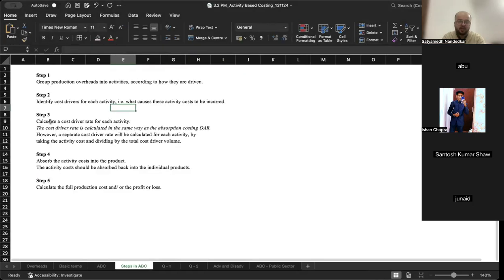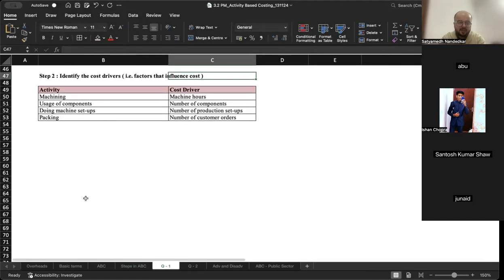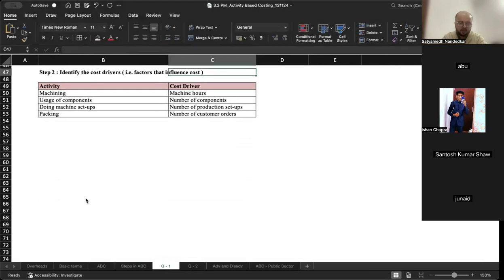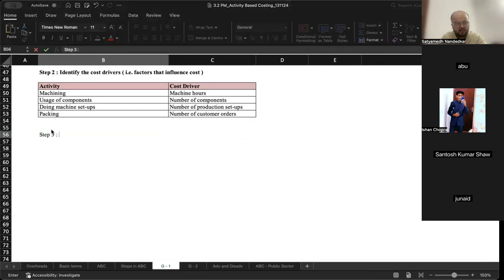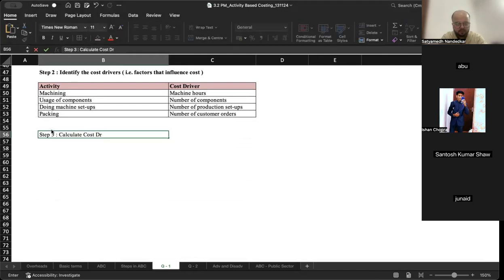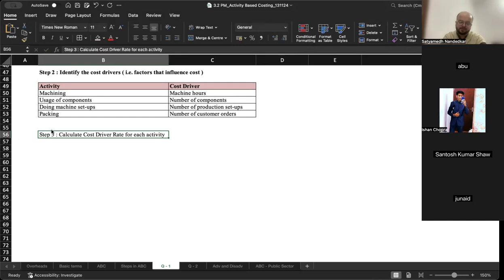Now the third step is calculate a cost driver rate for each activity. The cost driver rate is calculated in the same way as the absorption costing traditional OAR, but a separate cost driver base will be calculated for each activity. So what we'll be doing is now we'll be setting up a detailed working. Step 3, calculate cost driver rate for each activity.